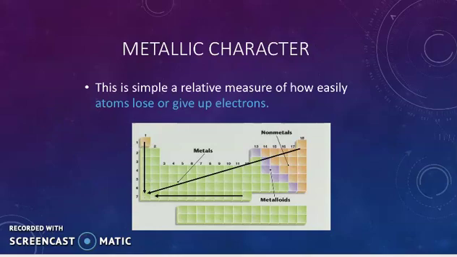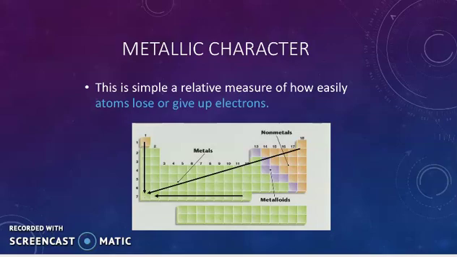Our last trend so far is metallic character. It's just a simple relative measure of how easily atoms lose or give up electrons. The more they want to give up their electrons, the more metallic character they have. It's pretty much a trend opposite of electronegativity. Electronegativity is how much they really, really want those electrons. So remember, fluorine has the highest.